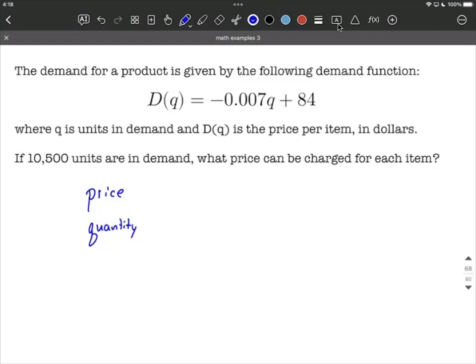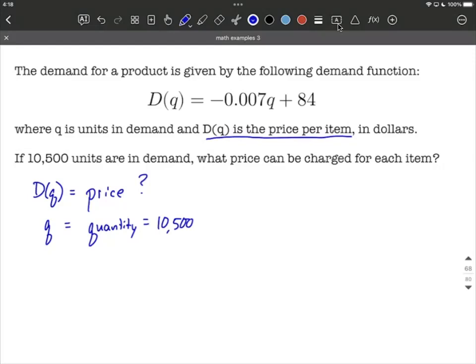In our case, the price is going to be given by D of Q, because D of Q is the price per item. And then Q is going to represent our quantity, the number of items. Because we want to figure out if 10,500 units are in demand, what price should we charge for each item? We don't know the price, but we do know the quantity, Q, is going to be 10,500.